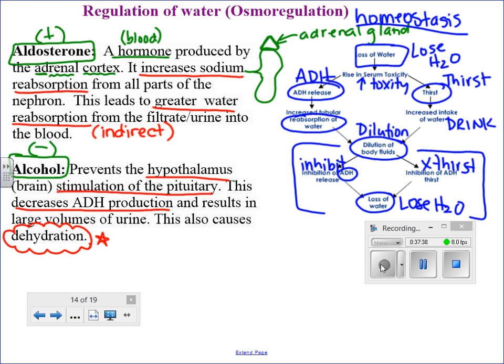Would anybody like to ask any questions about this little example here of homeostasis?